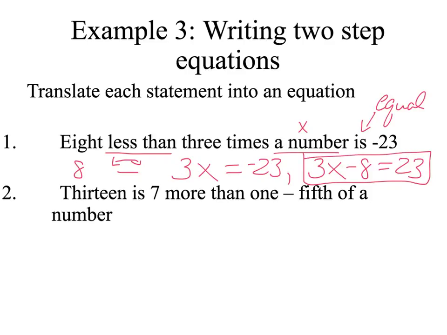That's your answer. Okay, right now it's just asking you to write it as an equation. It's not asking you to solve it, just to write it. So second one, 13. 13 is, remember that's my equal sign, 7 more than. Well, more than is addition. 1/5 is a fraction. Of, meaning multiplication, a number. So again, I'm going to use X. And by writing the 1/5 and the X close together without putting a sign in the middle, that is assumed to mean multiplication.